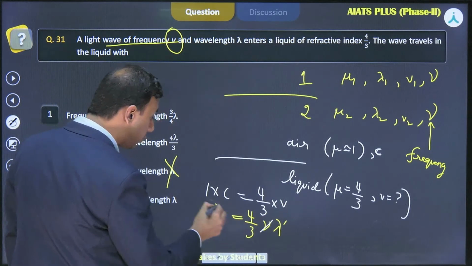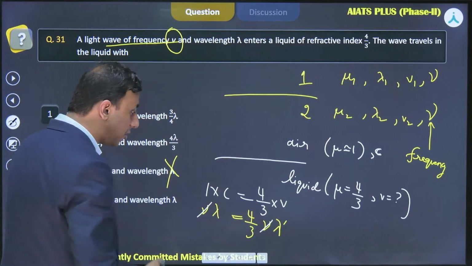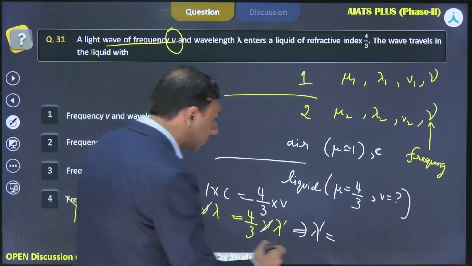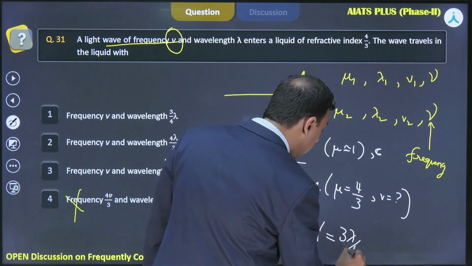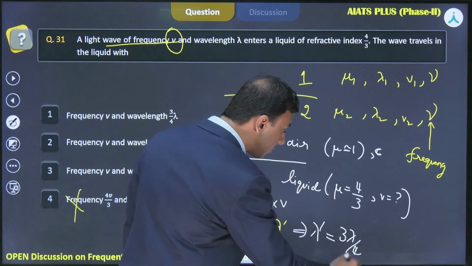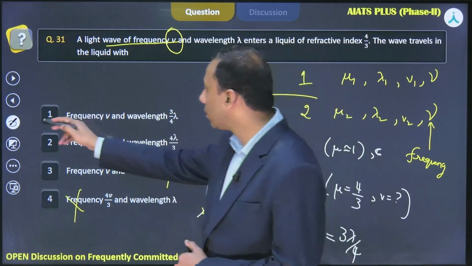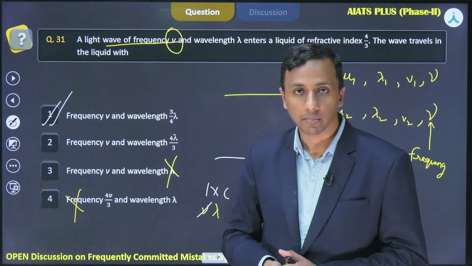You solve it, nu gets cancelled, lambda dash becomes how much? Lambda dash becomes 3, goes over there, so 3 lambda by 4. And if you see the options, that is the correct answer. All right?